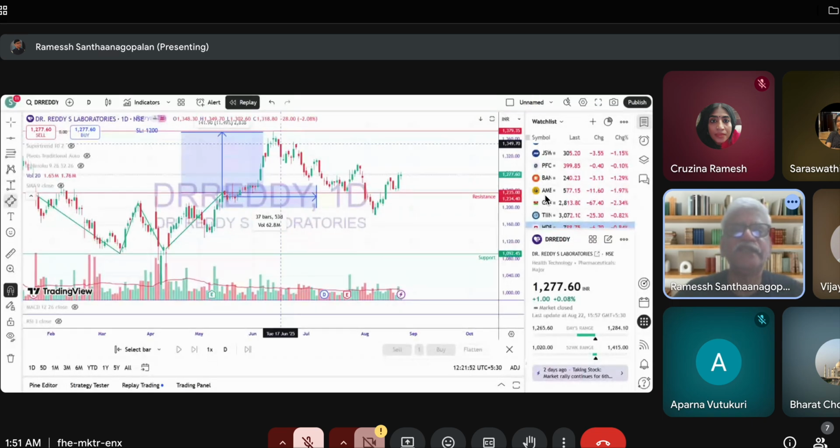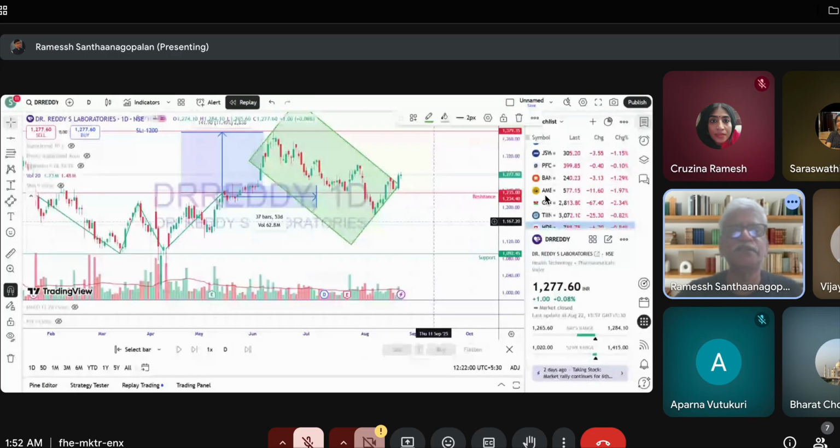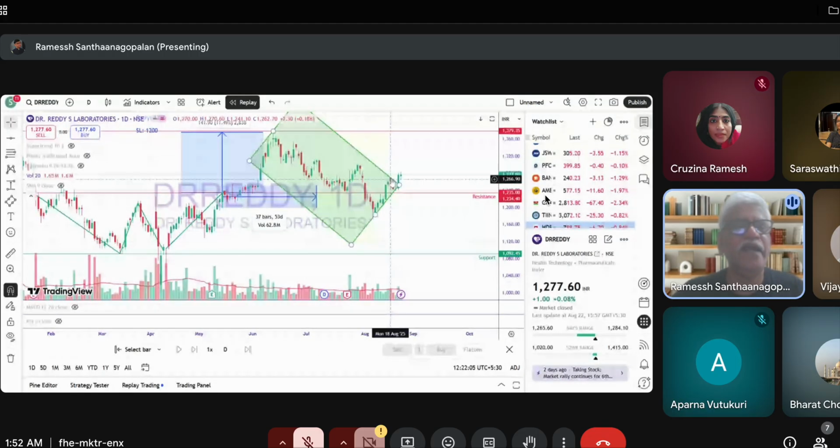This is the same thing: as much as this is the high, this is the low. So now it is moving within this range. It is not going beyond this. This is the high I have taken.